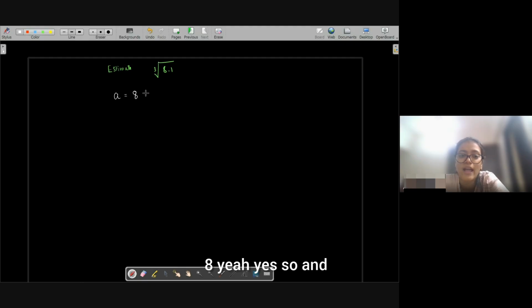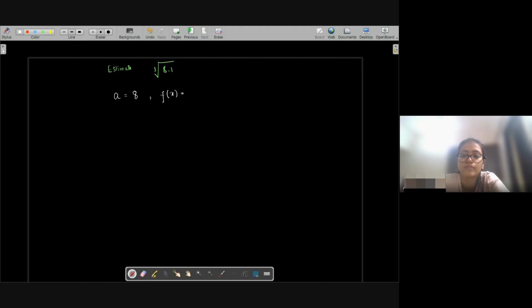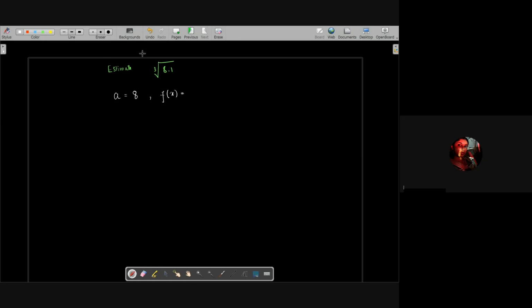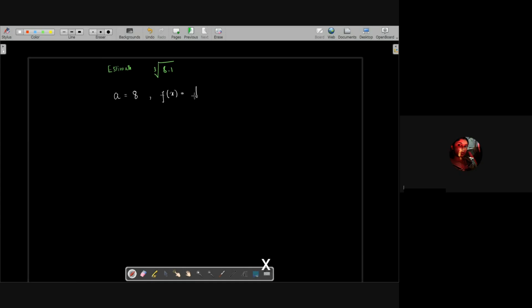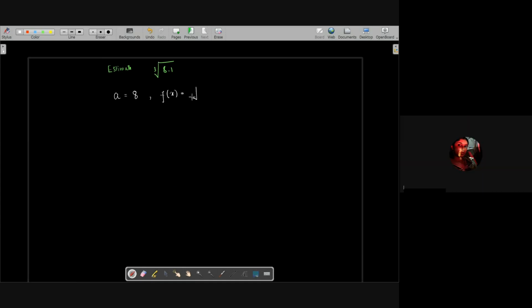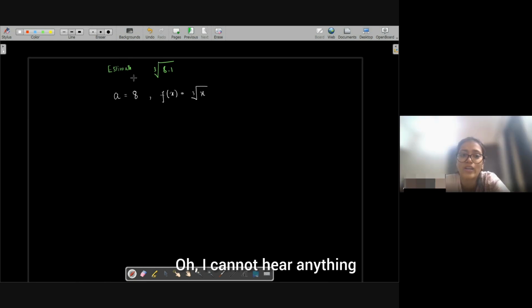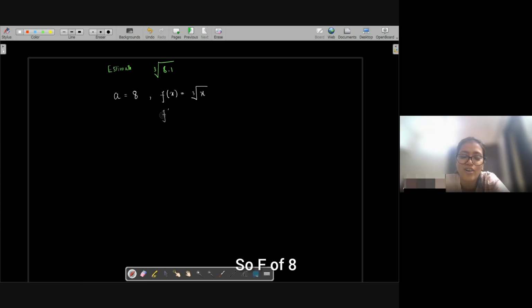So what will be the function? This time the function is not given. A equals 8, so f of x equals just the cube root of x? Yes, cube root of x. So f of 8 will be the cube root of 8, which we know is 2.